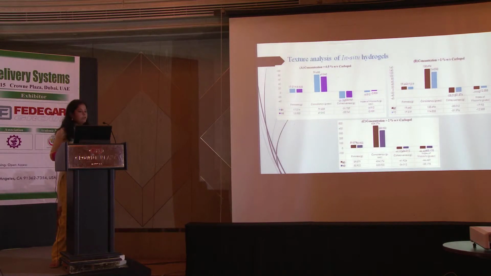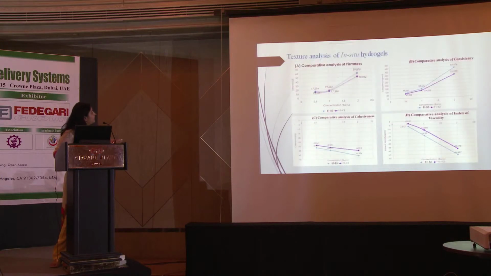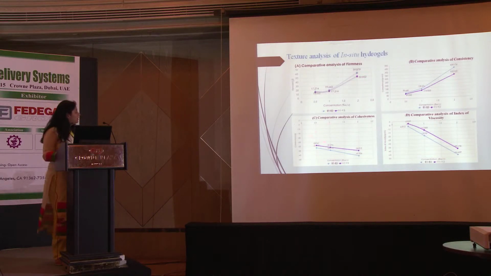This is again for the 2% carbopol gel. This is the texture analysis for the in situ hydrogels. A better representation is here. The blue line represents the blank hydrogel and the purple line represents the in situ hydrogels. We found that when we use the in situ hydrogels, there is a decrease in cohesiveness, consistency, and firmness, and the index of viscosity is also increasing for the in situ hydrogels.